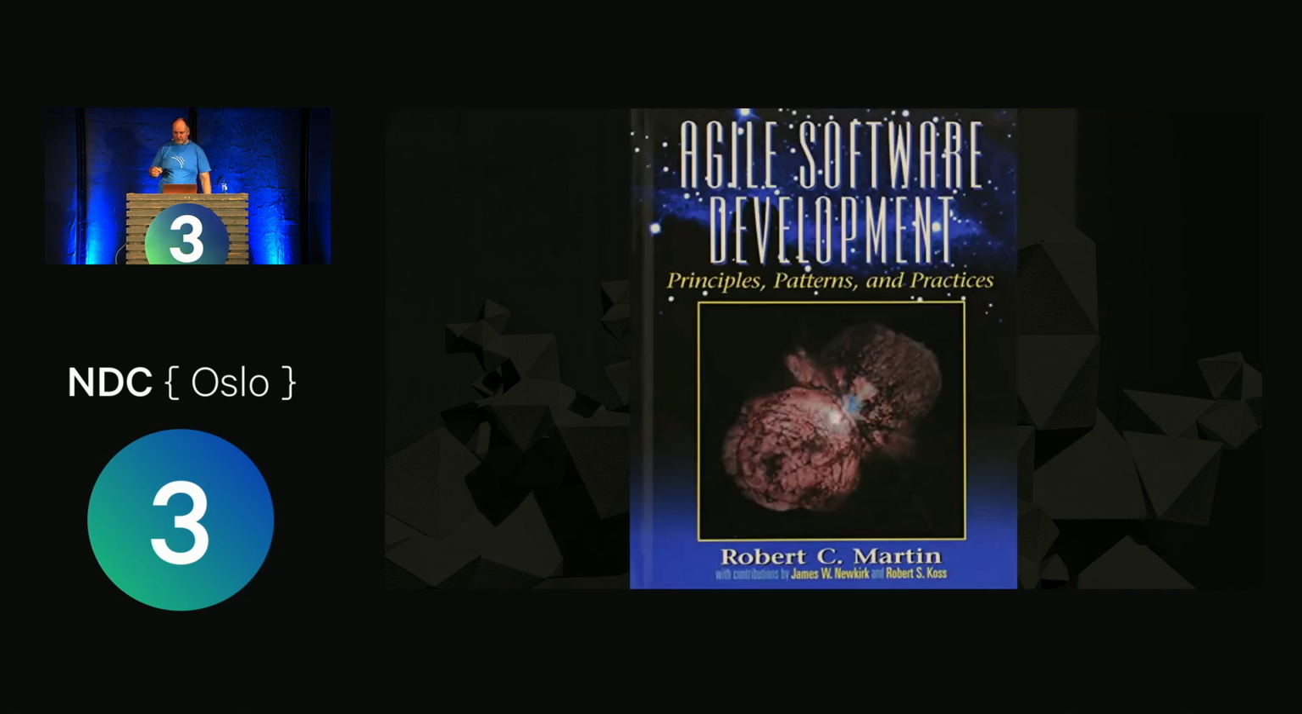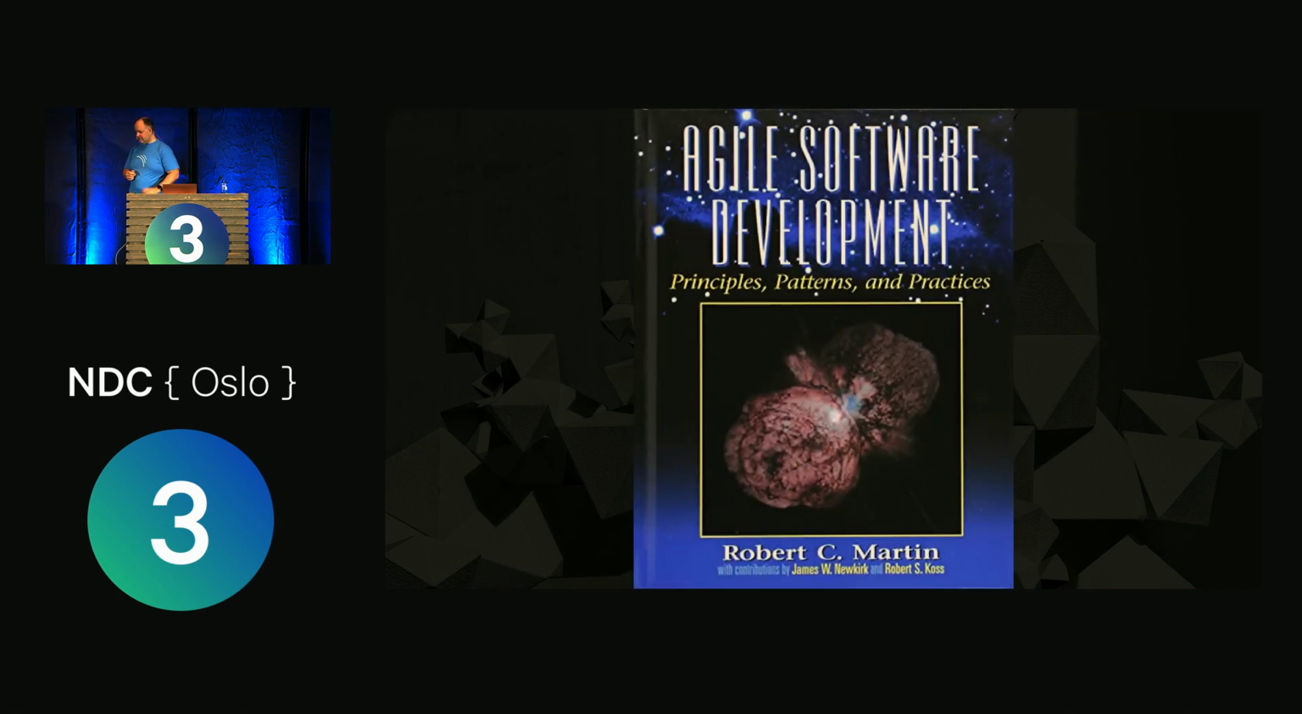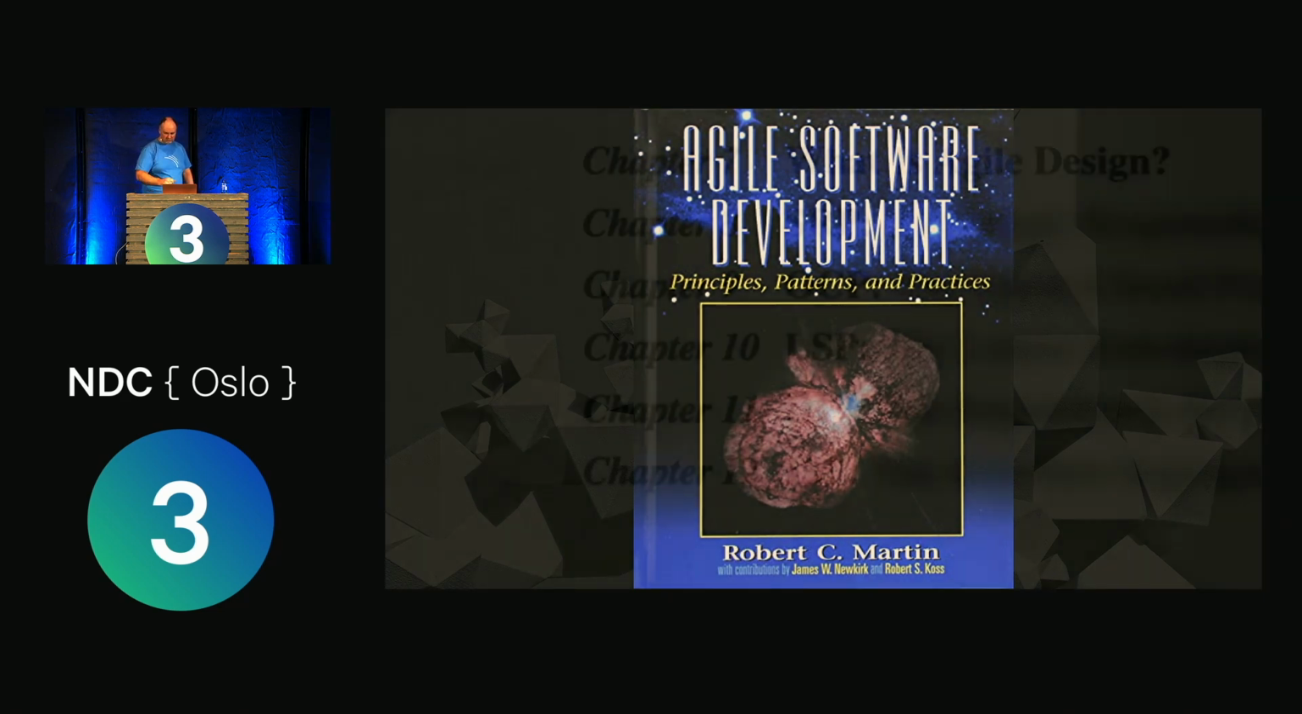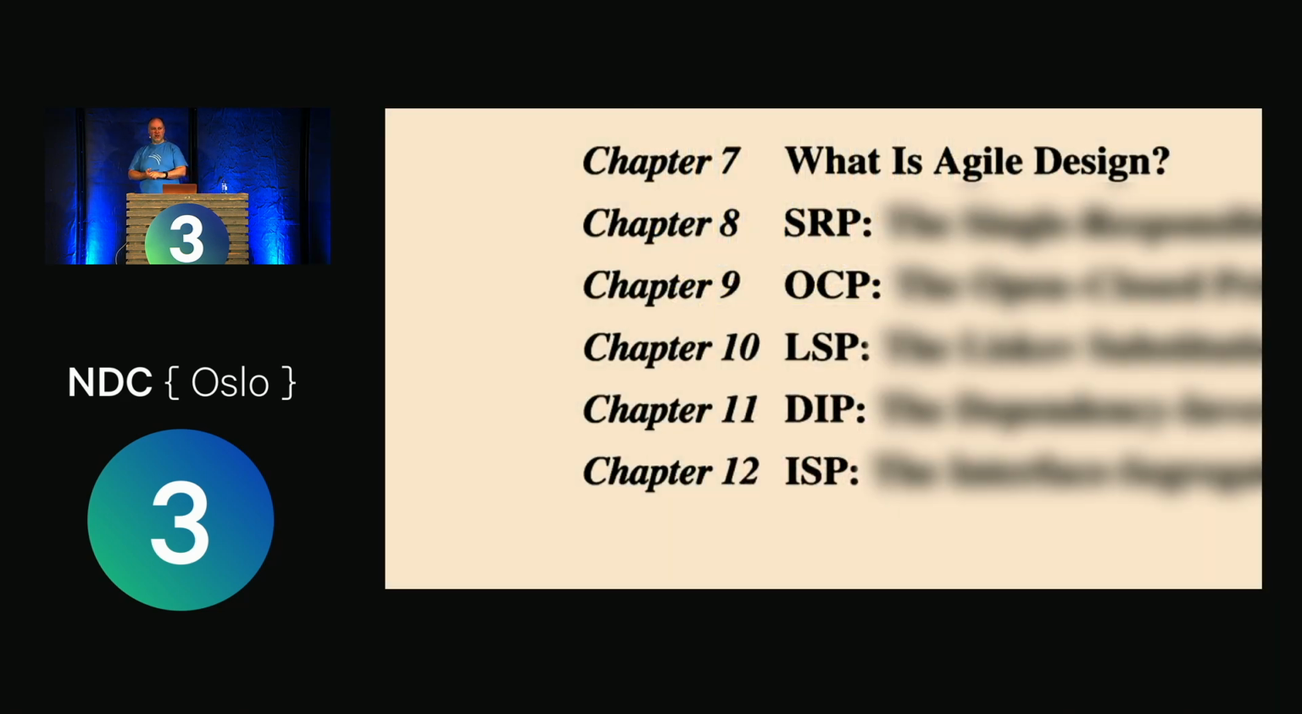Well, forward a couple of years, beginning of 2003, Bob Martin released this book, Agile Software Development, Principles, Patterns and Practices. And from chapter 7, what is Agile Design? He then introduces this set of principles. Notice, still in the order, soldy. So we haven't actually got the solid principles yet. We've got the actual principles themselves, but not that acronym.